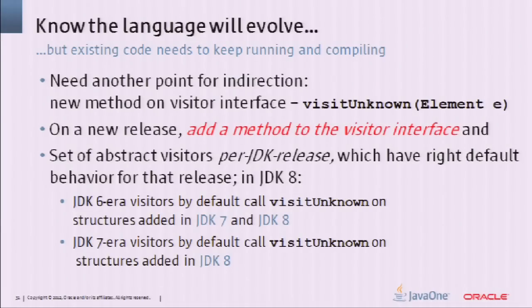The way we did that was we added a visitUnknown method to the visitor interface. This does not correspond to any of the type hierarchies that are being visited. It's a new method explicitly for the point of future evolution of the code.